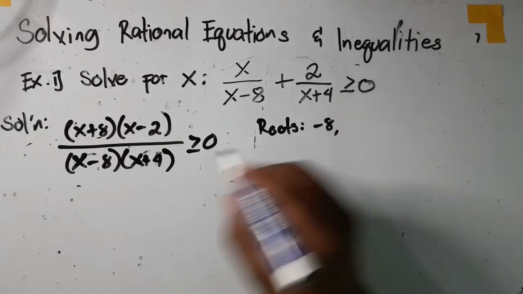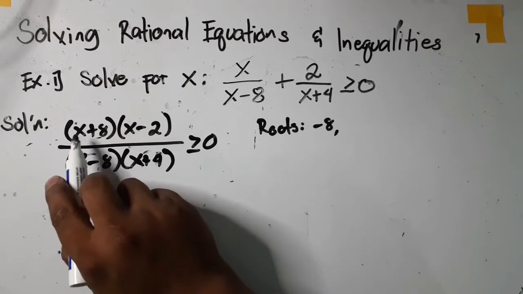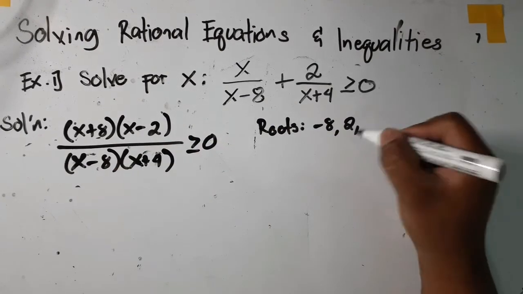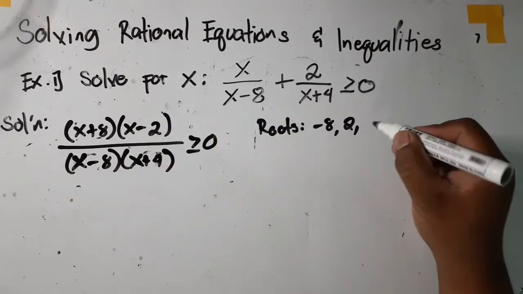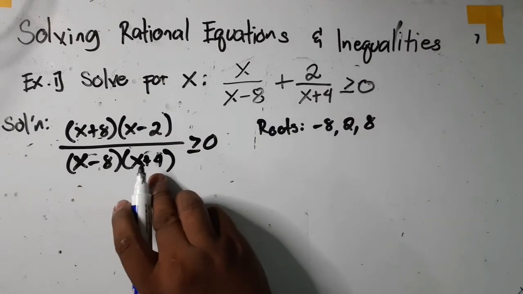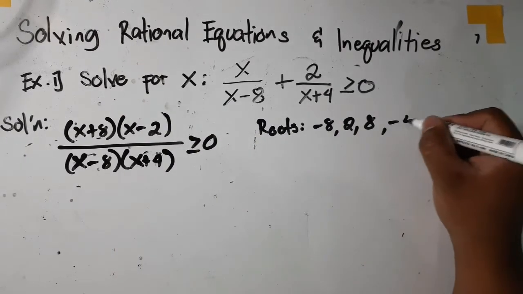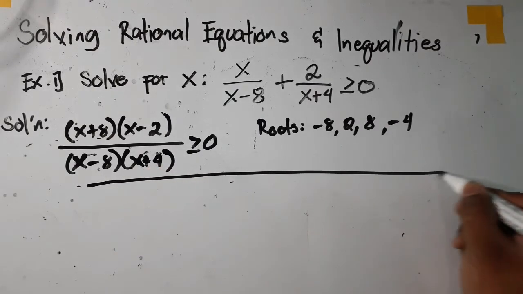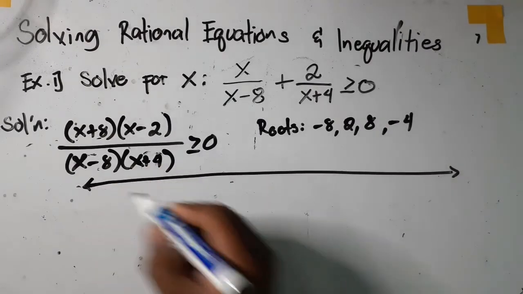Okay, so when x is negative 8. Actually, it's just the opposite of the sign. Okay, so for x minus 2, positive 2. X minus 8 is positive 8. X plus 4 is negative 4. So these are the roots. Okay, next is the real number line.